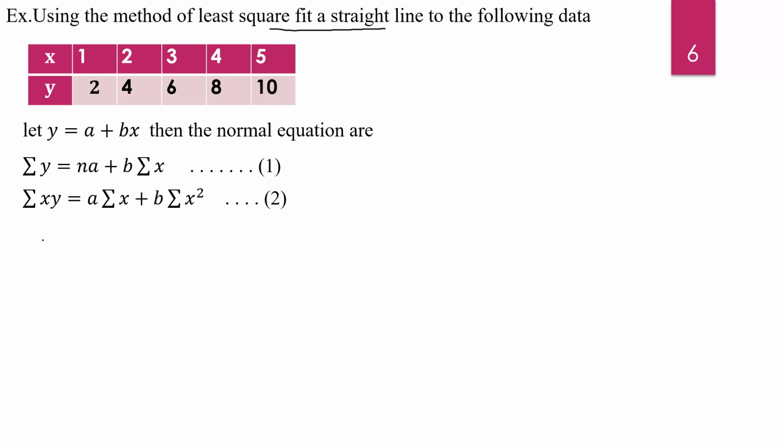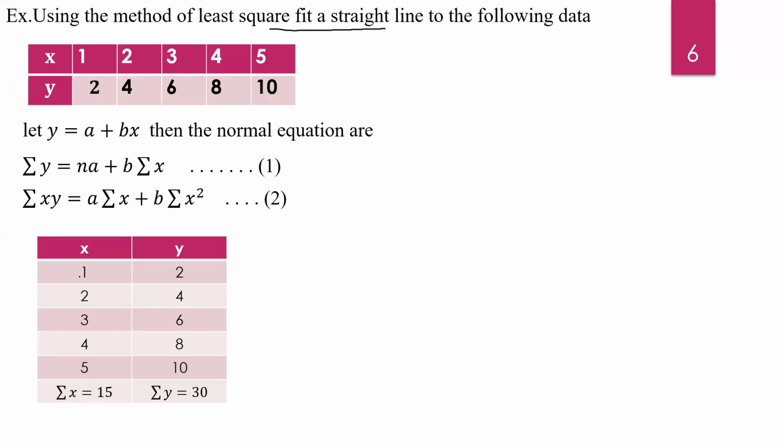Okay, the first column for X and the second column for Y. So here the summation of X, it means what? Take the addition of all the points. That is summation of X. It means the summation is running from i equal to 1 to 5. Summation X means sum of all X values. Now here summation Y means sum of all Y values. 2 plus 4 plus 6 plus 8 plus 10 is equal to 30.